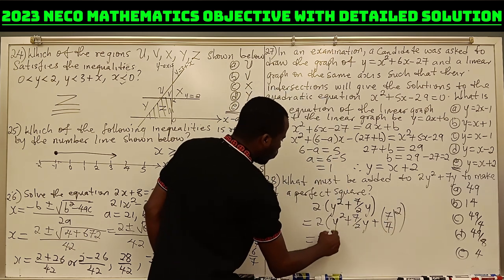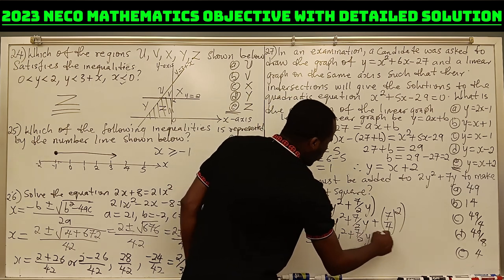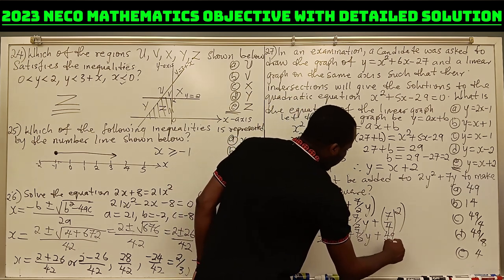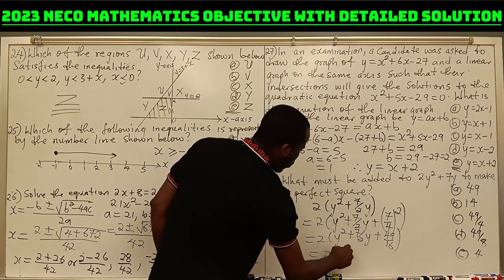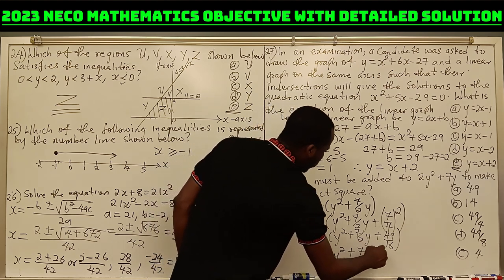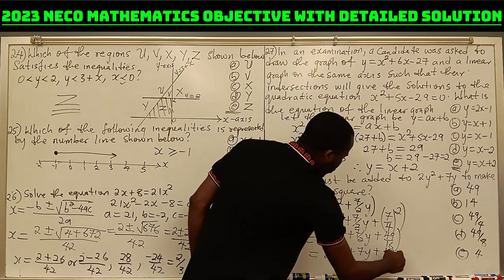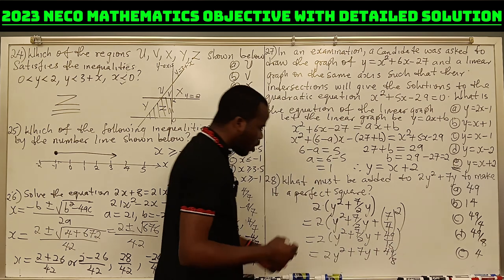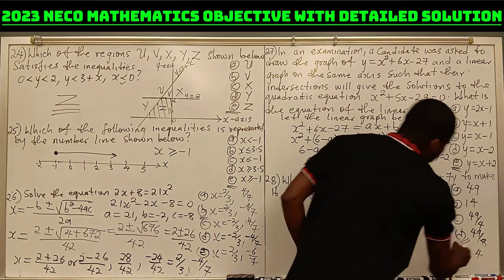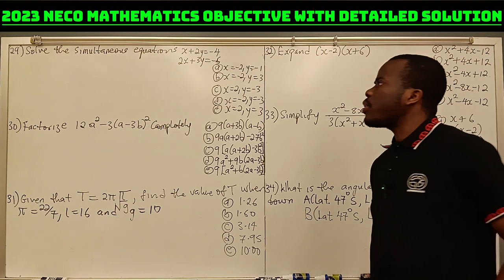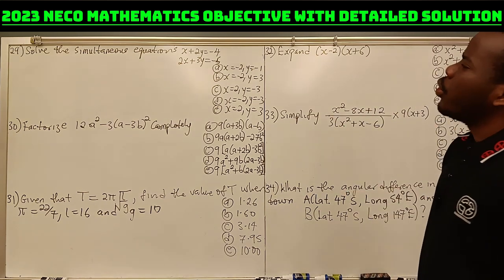So this is 2 bracket y squared plus 7 over 2y plus 49 over 16. So if we open the bracket, we'll have 2y squared plus 7y plus, 2 cancels 8 into 16, 49 over 8. So it is 49 over 8 that must be added to this to make it a perfect square, which is D. The next question says, solve the simultaneous equation x plus 2y equals minus 4, 2x plus 3y equals minus 5.